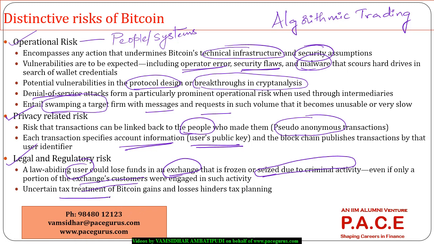Even the tax treatment is very, very uncertain, which means I cannot do a proper tax planning based on the gains and losses that I may get through the Bitcoin. So there are so many risks at this moment which are distinctive, which are more and more specific to the usage of Bitcoin kind of virtual currencies for the transaction purposes as well as the hold of value.